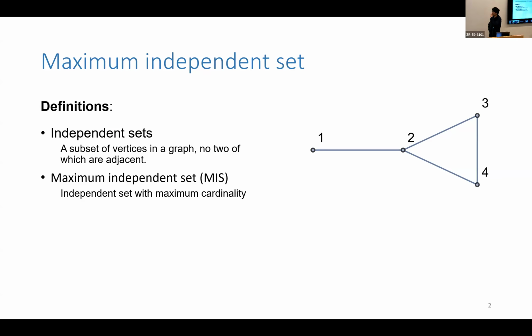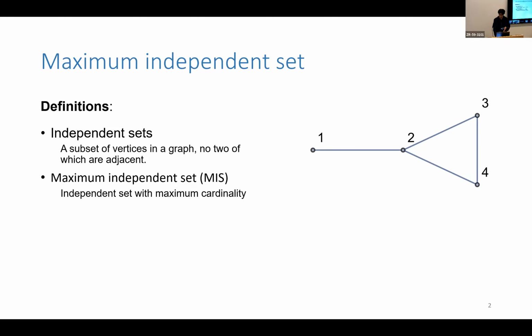Unlike many of the talks today, our problem here is a purely classical problem. The maximum independent set is defined on a graph where we have vertices and edges, and an independent set is defined as a subset of vertices such that no two of them have any edge connecting them. The maximum independent set is the independent set with maximum cardinality.